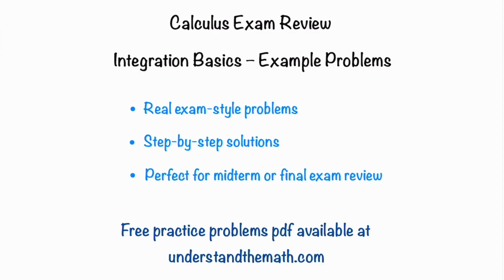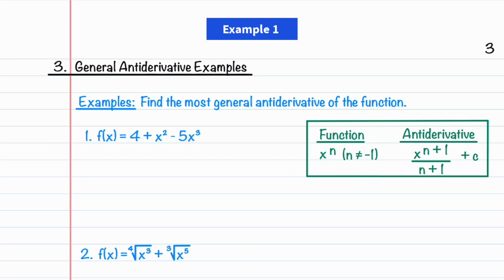Let's get started. We're going to walk through 5 very common general antiderivative examples, and I'll show you everything you have to think about when you're doing these types of problems. In these examples, we are going to find the most general antiderivative of the function. That means that we're going to have to include a plus c with our answer.